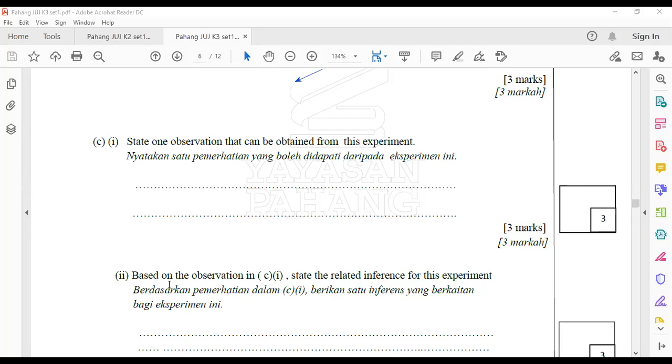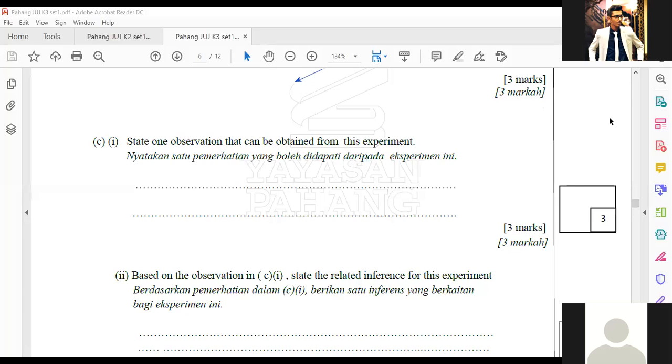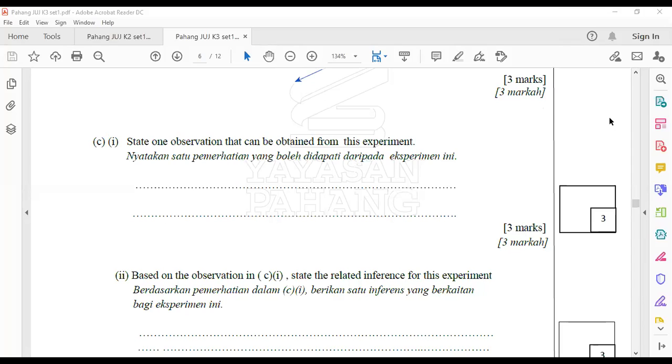Okay, next one. Based on the observation, state the related inference for this experiment. So what are you going to write about the inference? Okay, when you want to write about the inference, you go back to the aim of the experiment. Can I hear from our friend Valencia? What is your answer? Teacher, because natural rubber R does not have sulfur atom in between, but rubber S is vulcanized rubber.